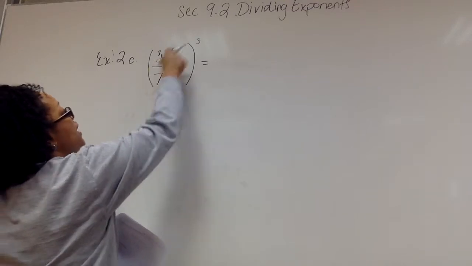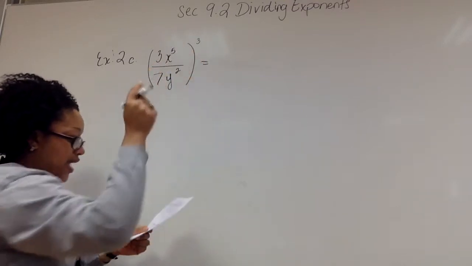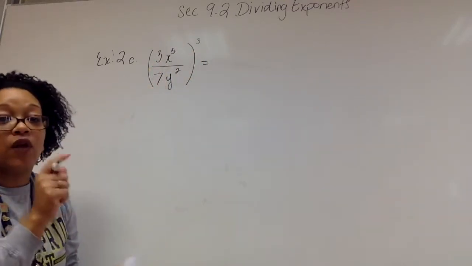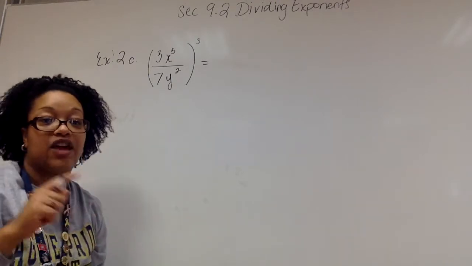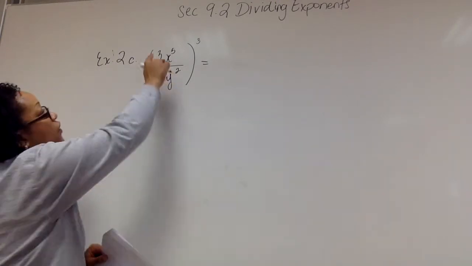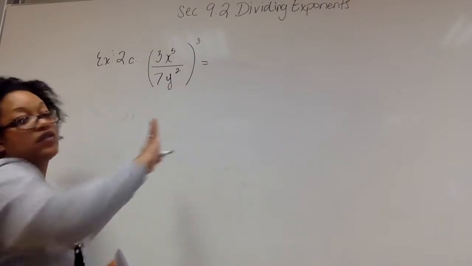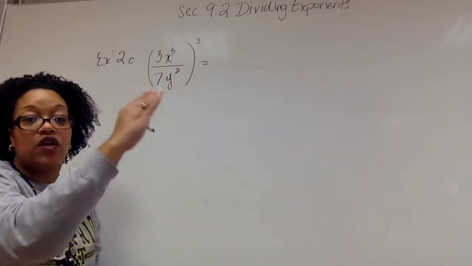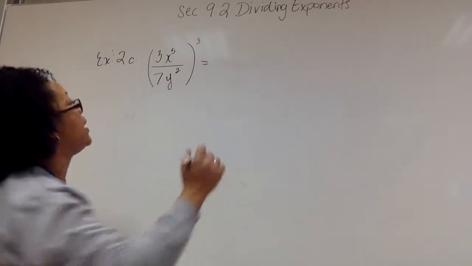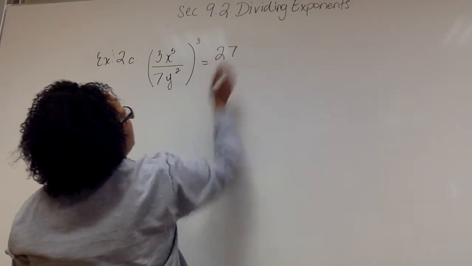I have 3 raised to the third power. Now, we just saw what 3 raised to the third power was in letter B. Just because now this is upstairs instead of downstairs, it's still the same. 3 to the third power will always be 27. So this is a 27 right here.